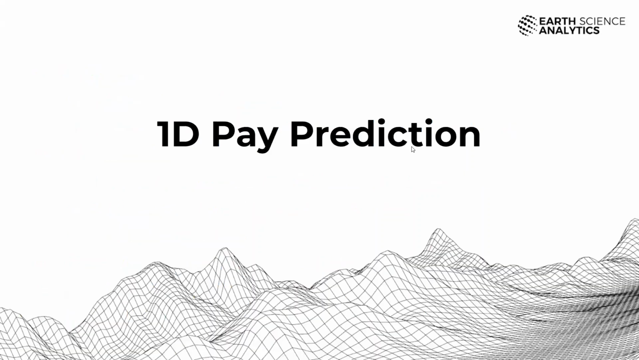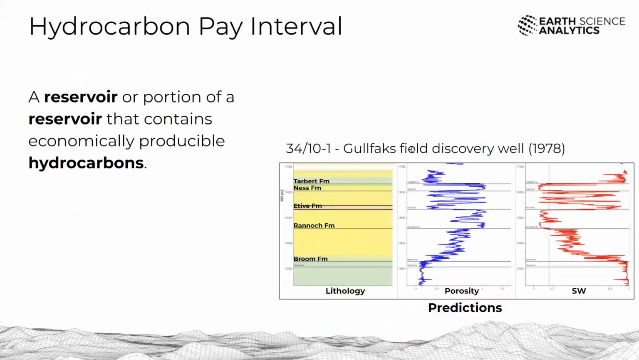I want to talk about 1D pay prediction now, at well scale. Just so we're up front about hydrocarbon pay, it's a part of a reservoir that contains economically producible hydrocarbons. Of course, this differs from formation to formation, and different companies will have different cutoffs.